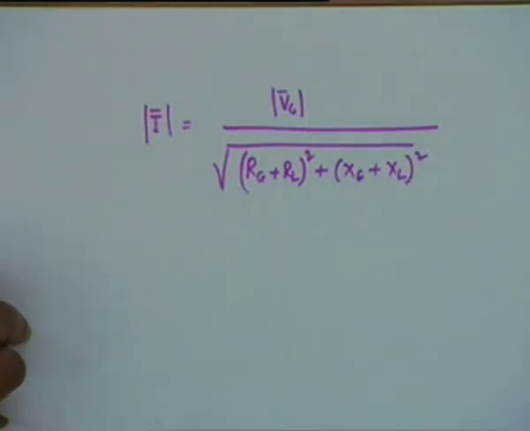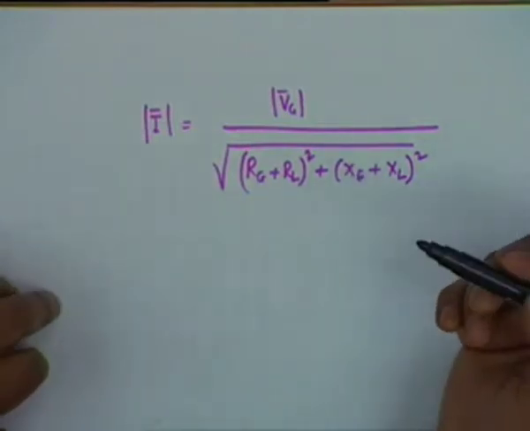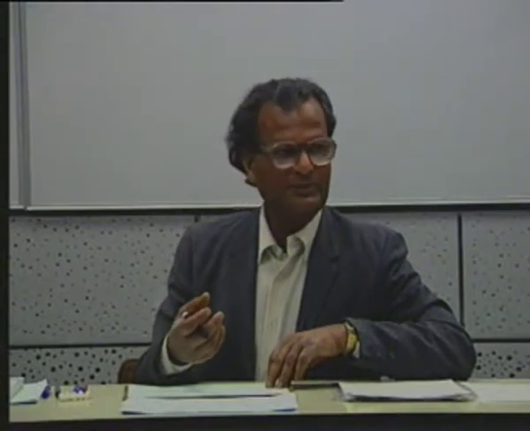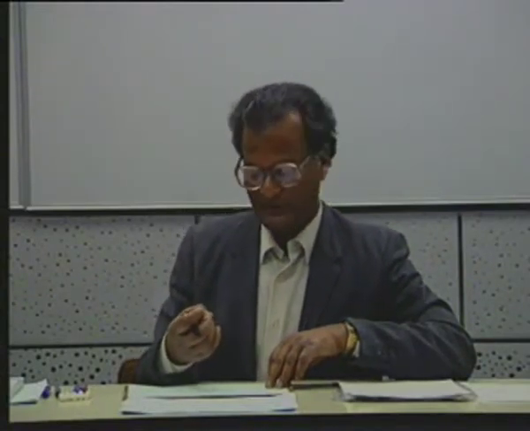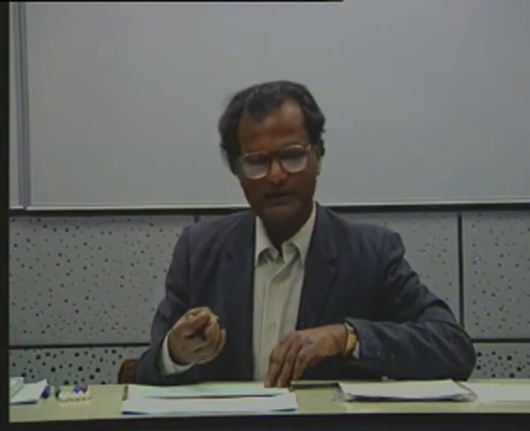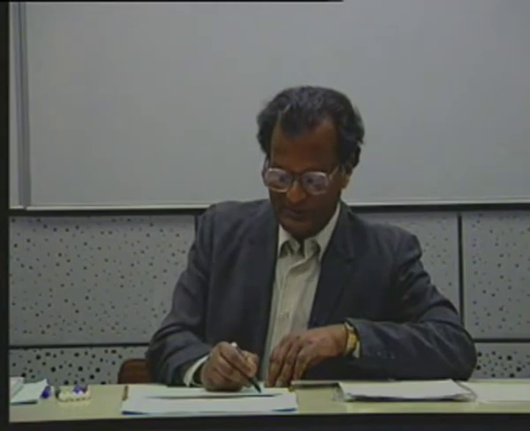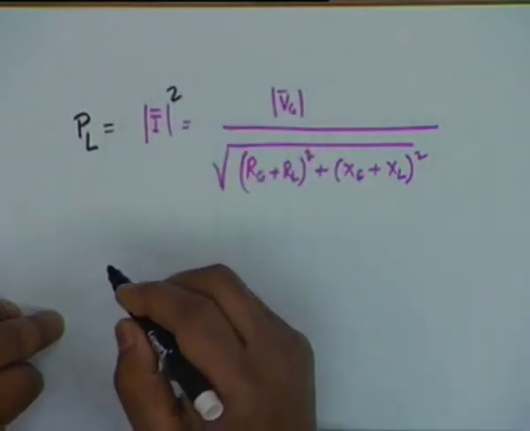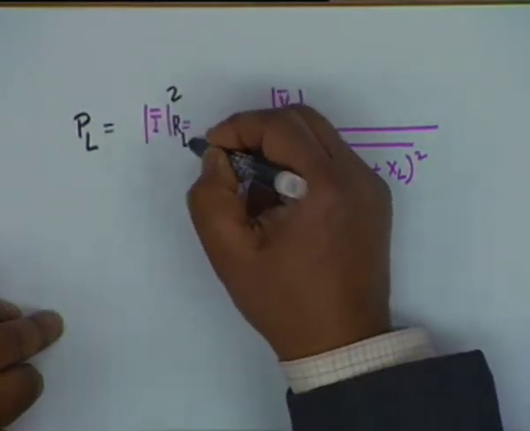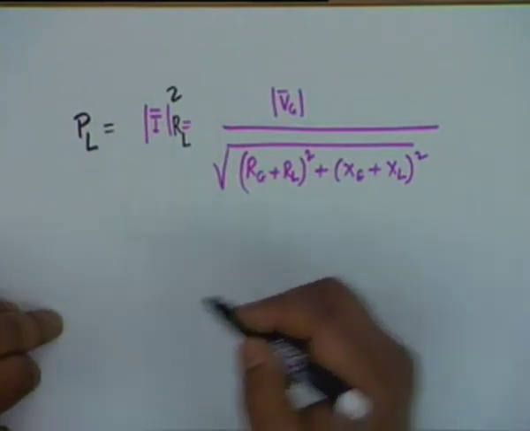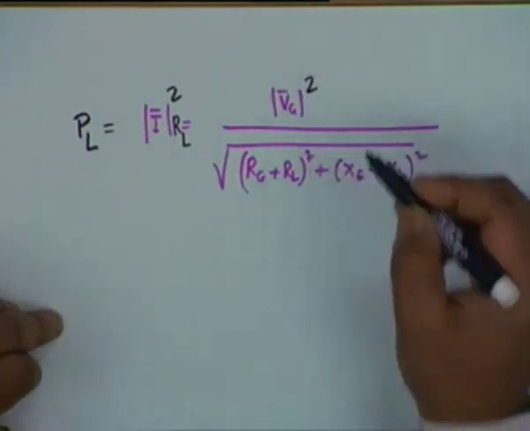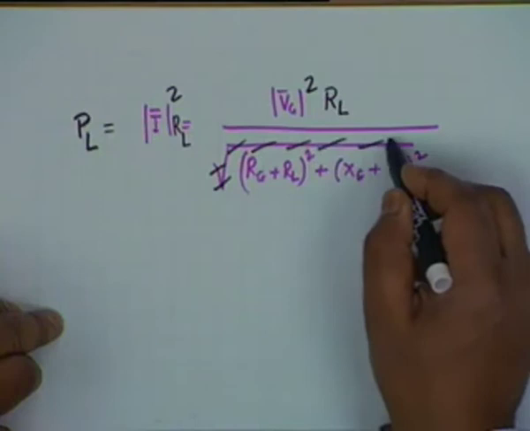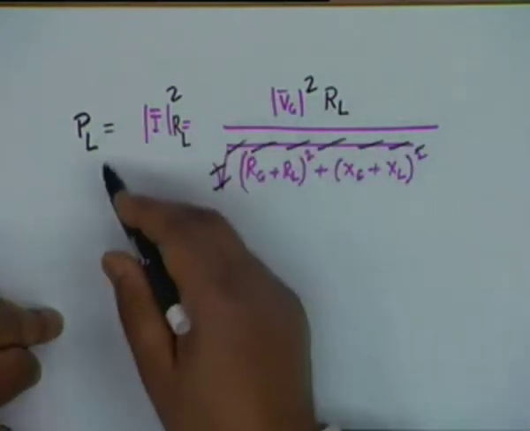So if I wish to find out the power absorbed by the load, the power would be absorbed by the resistive component of the load. Power is stored in the reactive components of the load. So the power absorbed by the load, if I call this PL, would be simply the current squared multiplied by the resistive component of the load, which is RL. Therefore the current will be squared, multiplied by RL, and the square root shall go. This will be the expression for the power.